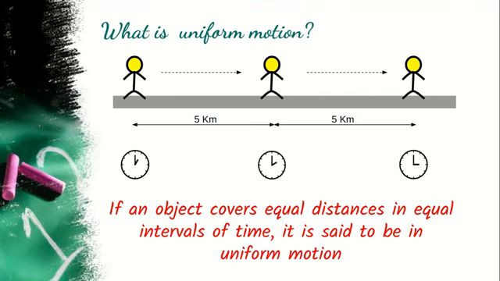Shall we describe and define the words uniform and non-uniform motion? Now in this picture you can see a person covering 5 kilometers, and for each 5 kilometers the person takes 1 hour to complete that distance. So we say that the person is covering equal distances in equal intervals of time, and so we say that it is in uniform motion.